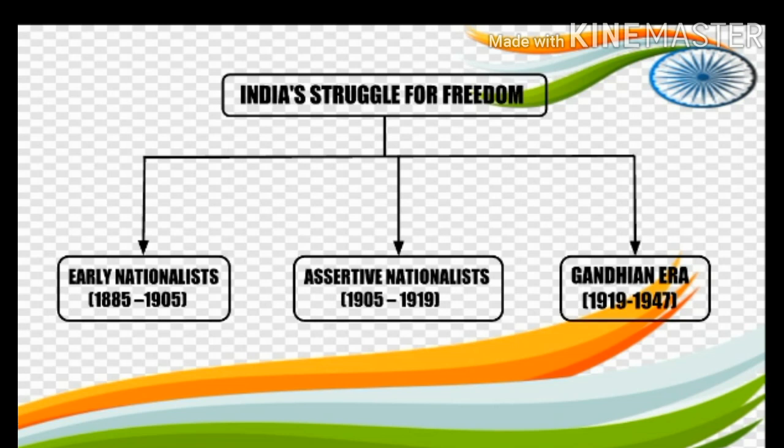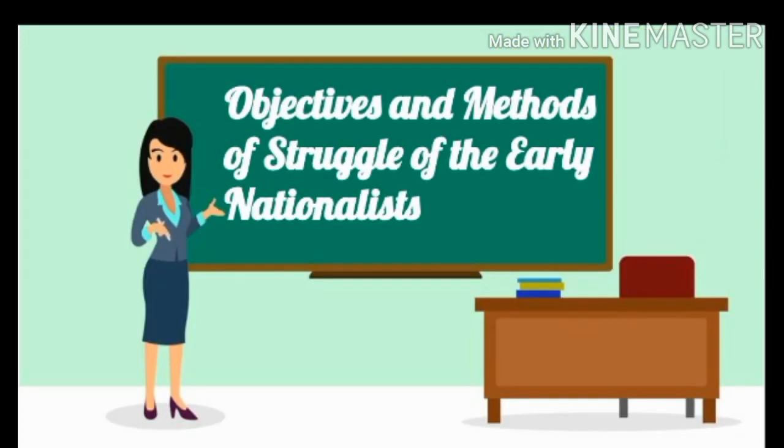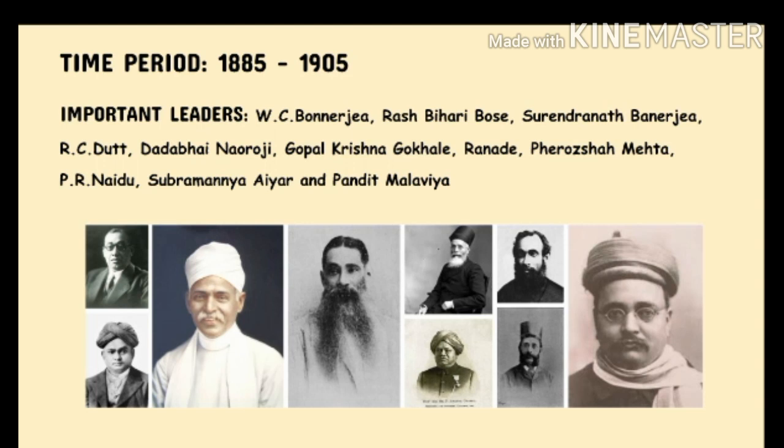Good morning, children. Today we will study about the objectives and methods of struggle of the early nationalists. The leaders who dominated the era of early nationalism, that is 1885 to 1905, are called early nationalists or moderates.